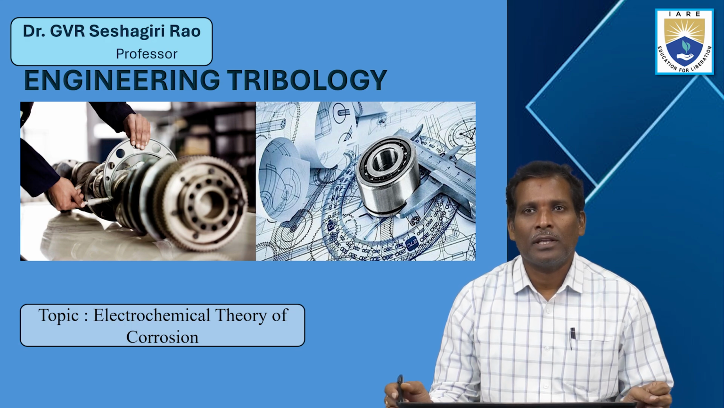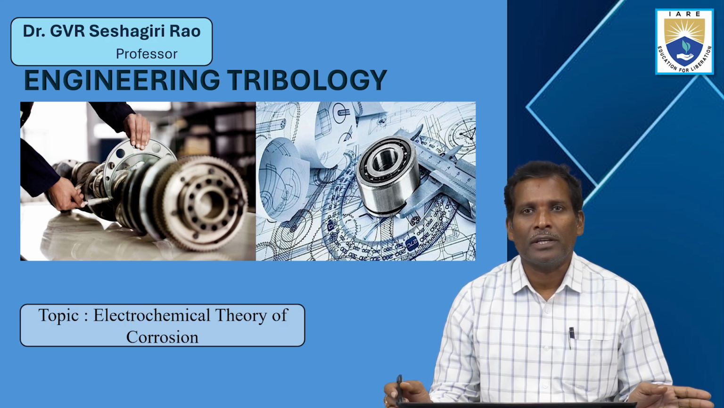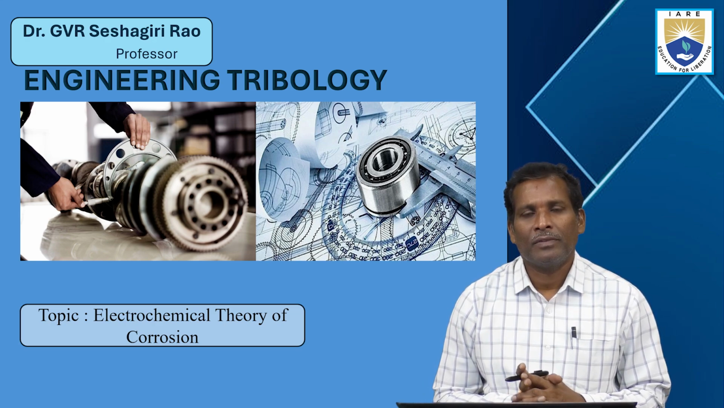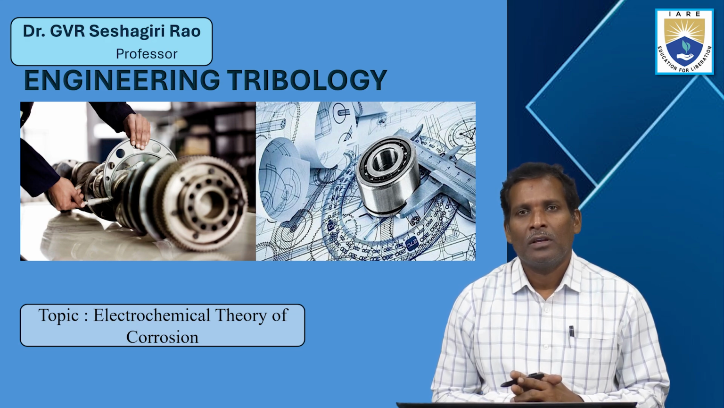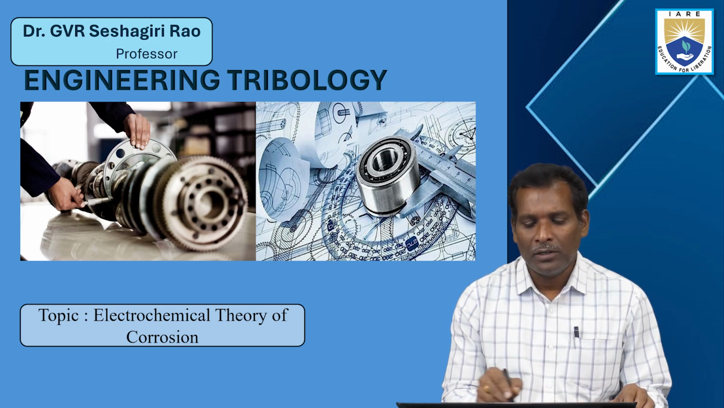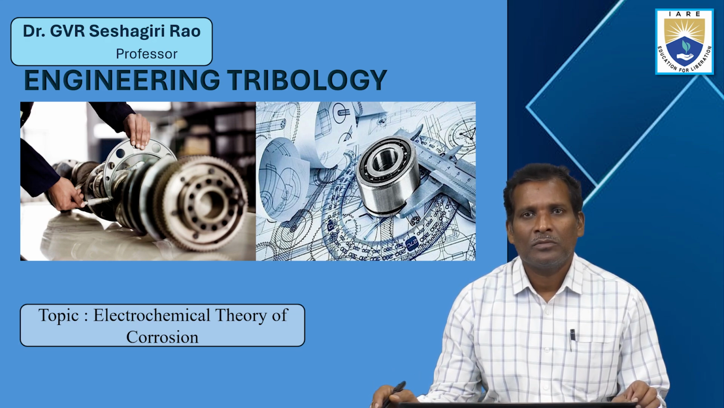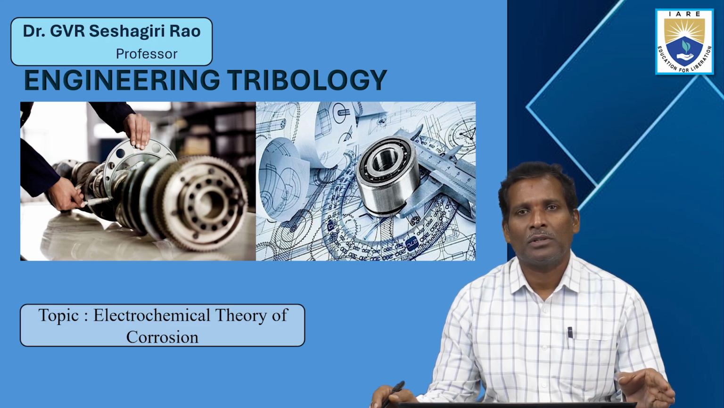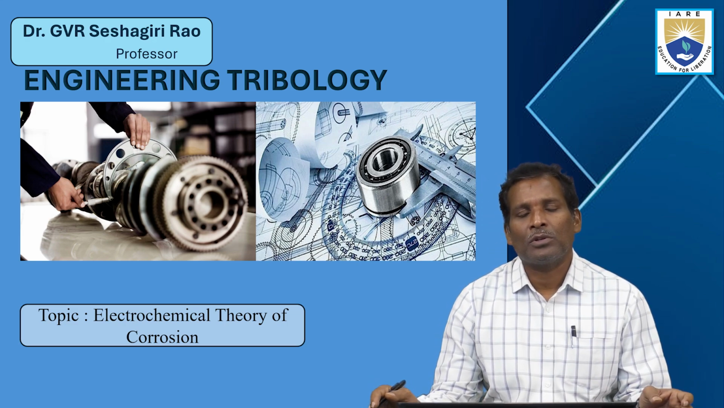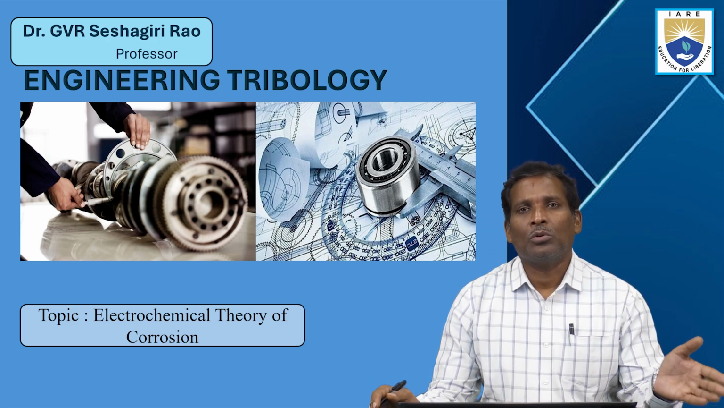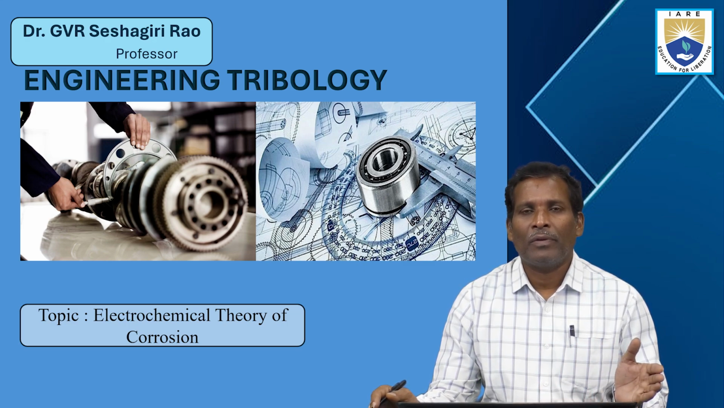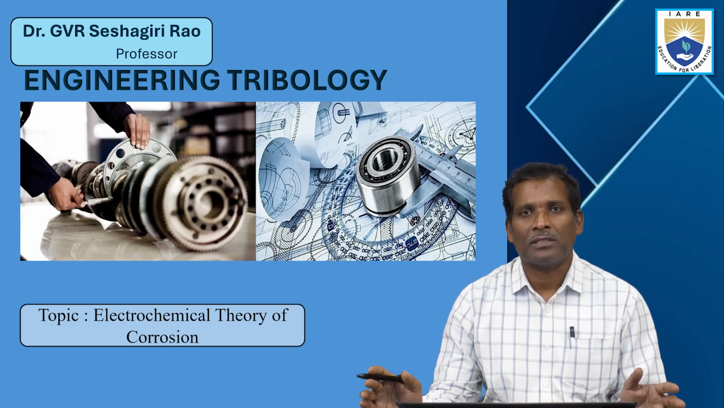So we are discussing engineering tribology. In this subject, we have discussed in the previous sessions about friction, wear and lubrication. In today's session, I want to explain the electrochemical theory of corrosion. We have already discussed what corrosion is, the types of corrosion, how to prevent corrosion and the methods, and the various factors affecting corrosion in the previous session.